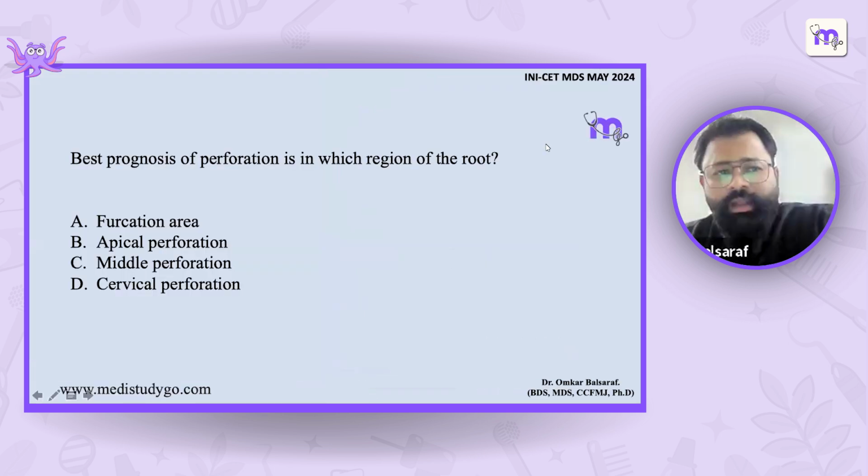Coming to the next question, best prognosis of perforation is in which region of the root? You have the furcation area, apical perforations, middle perforations, and cervical perforations. These questions are framed by people who are remembering them, so they might not be exact, but this is the best out of the lot. I'm getting a couple of B's or C's.